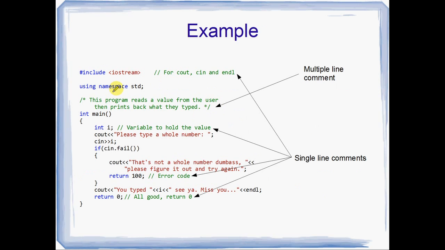Here's just a little example of some code with comments. So you can put these single line comments after a statement. We see here return 100 and then a semicolon, and after that we've got the comment. This would be up here an example of a multi-line comment.